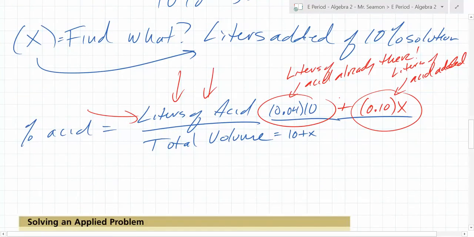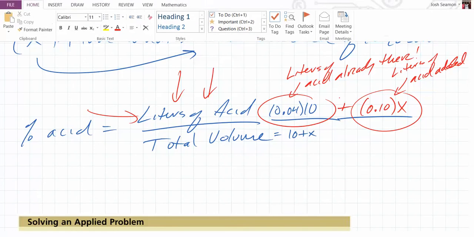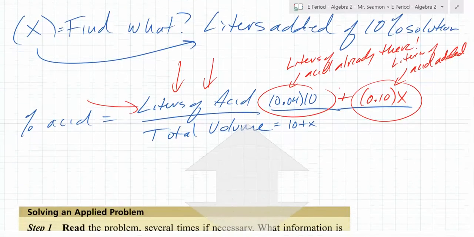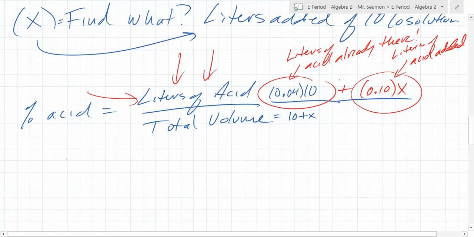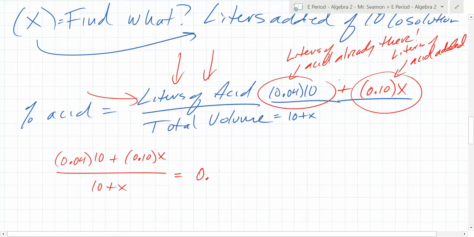2%? I think it's supposed to be 6%. Oh, I didn't hear you right. Sorry. It's supposed to be 6%. So let's just clean this up a little bit. We now know 0.04 times 10 plus 0.10 times x all over 10 plus x. What does that have to equal? We want 0 point what?